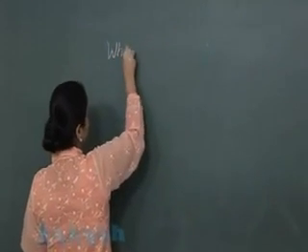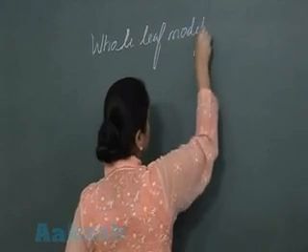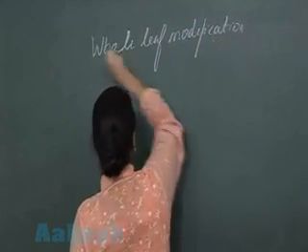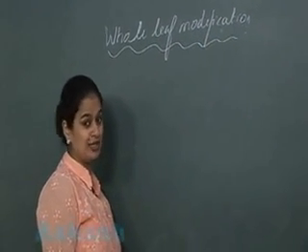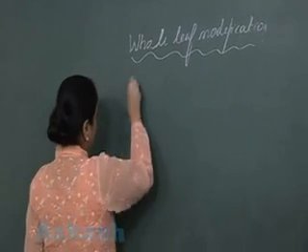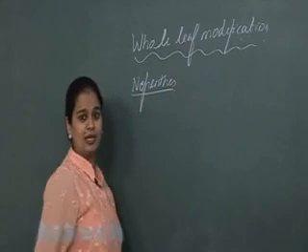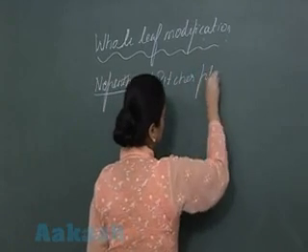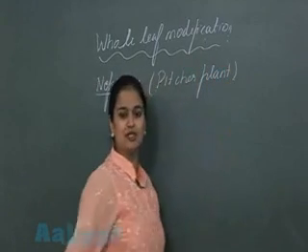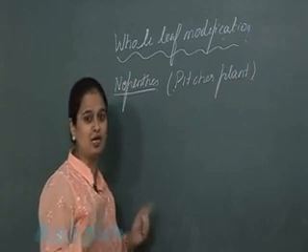In some of the cases the whole leaf shows modification. The entire leaf shows modification. Now the whole leaf modification is present in the insectivorous plant. The name of the plant is Nepenthes, and you might be knowing its common name. This insect eater plant is known as pitcher plant.